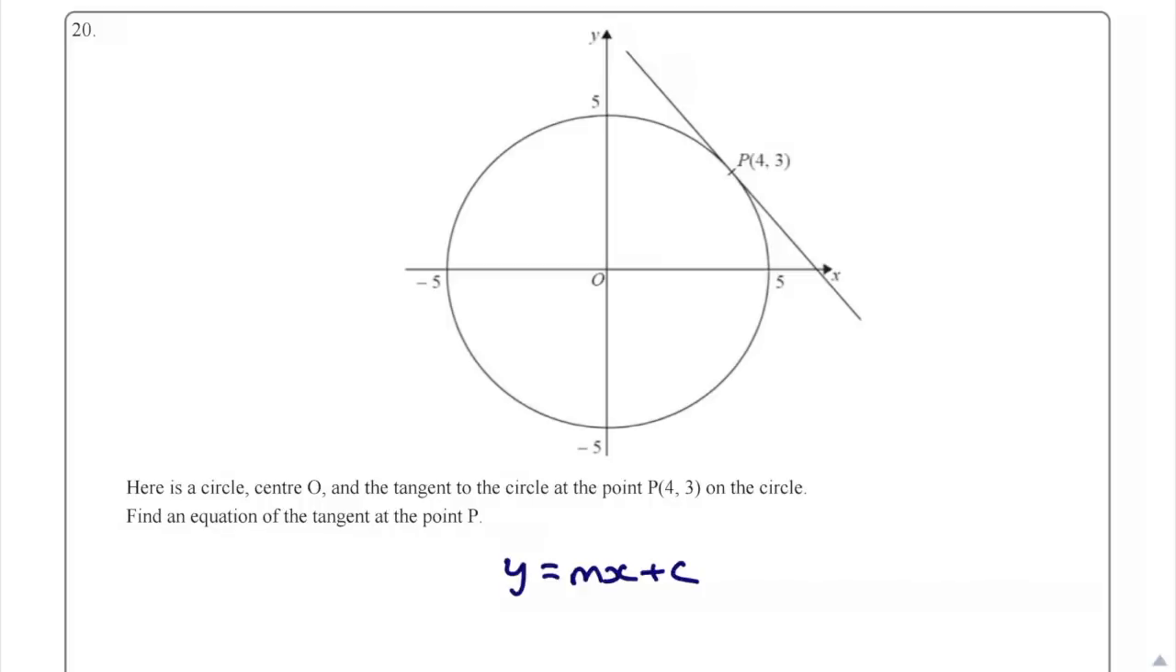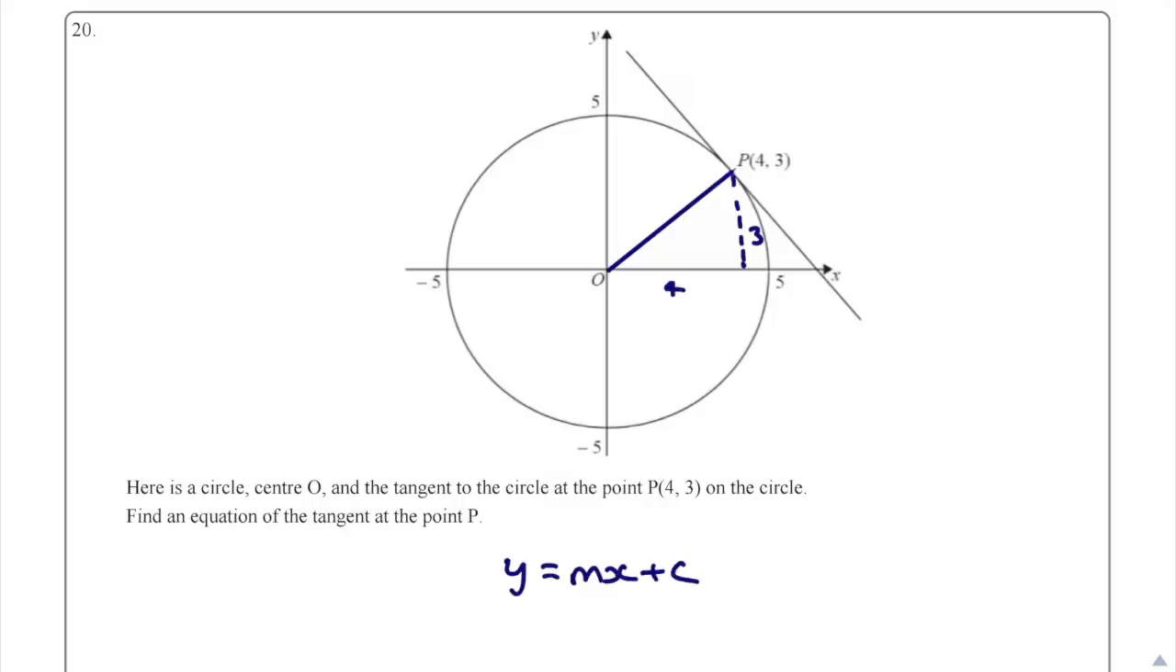So what I'm going to do is draw the radius of this circle, and connect the centre of the circle to the point P. Now what that means is to get from the centre to that point P, I've had to go along 4 units parallel to the x-axis, and up 3 units parallel to the y-axis.